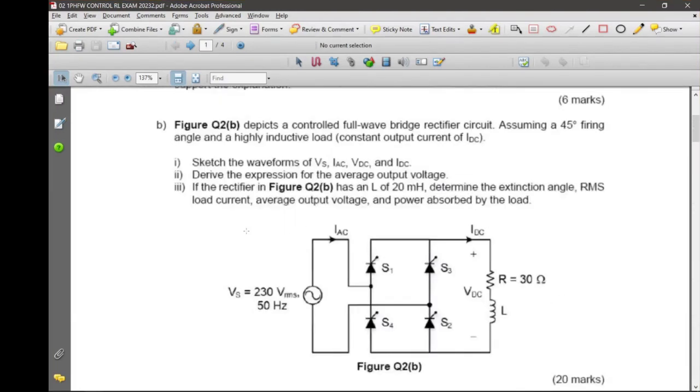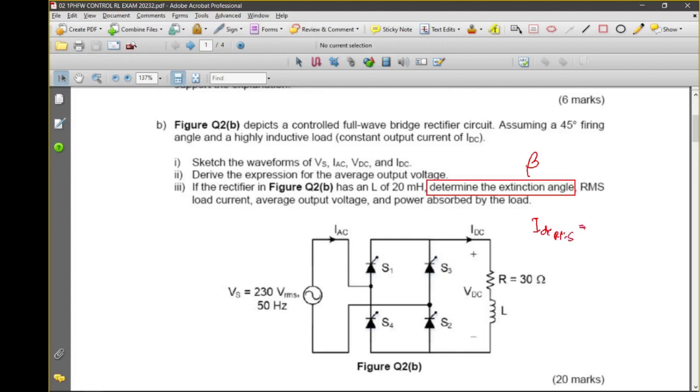And then next, you have to read the question carefully. It says if the rectifier in question 2b has an L of 20 millihenry. Now it considers the case of 20 millihenry instead of a highly inductive load, as in the first case. Now it mentions that we know the value of L, and L equals 20 millihenry. So determine the extinction angle, so you need to find what beta is. RMS load current, so you need to do the root mean square. Remember, the load current is IDC, the RMS.